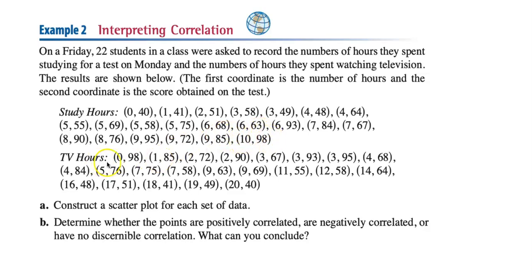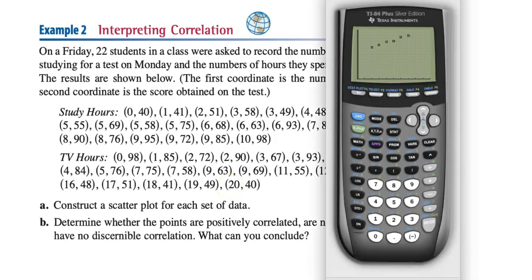And then vice versa, this is the number of hours watched TV and score on the test. So this person watched 0 TV and got 98. This person here got to watch 20 hours of TV and got a 40. So we want to plot this data. So let's go back to our calculator.